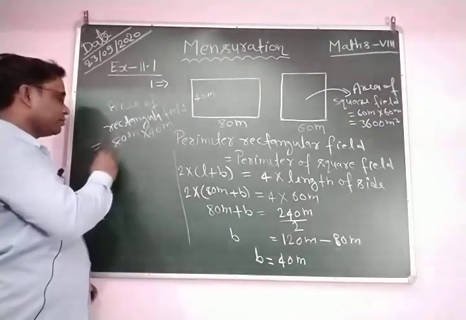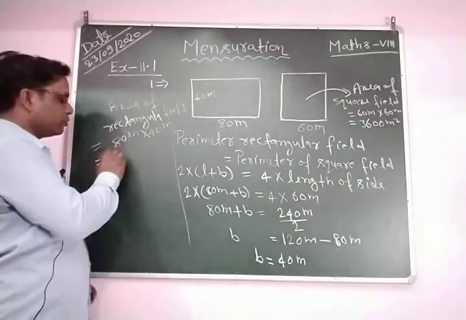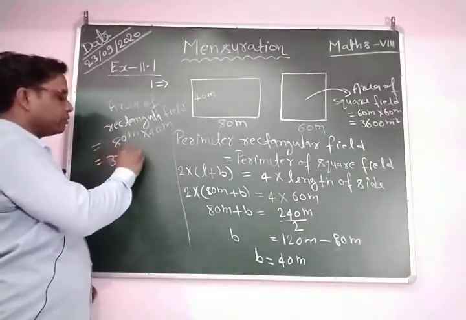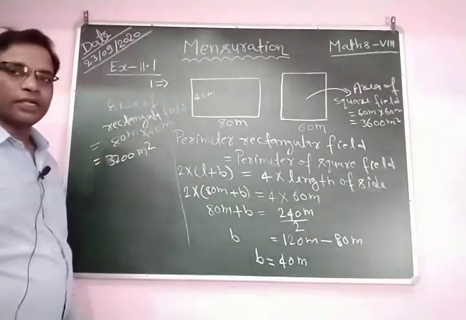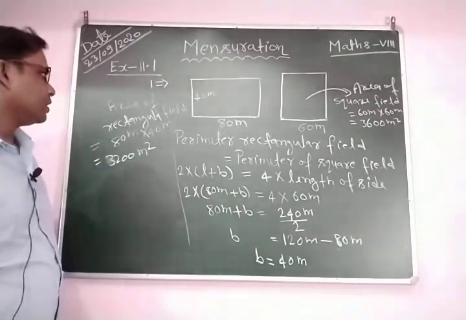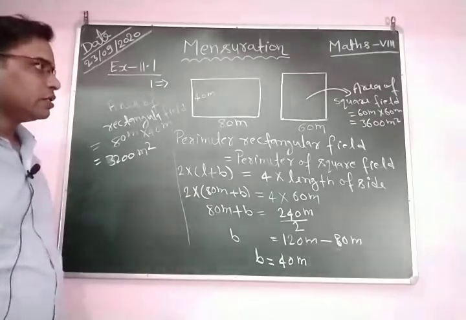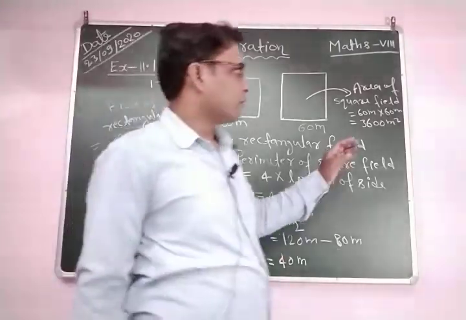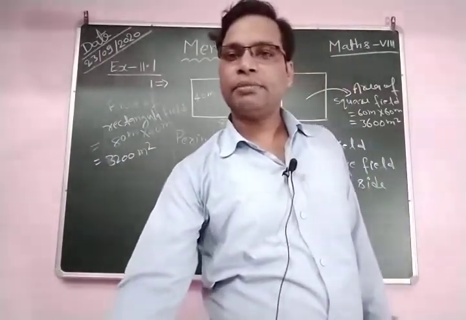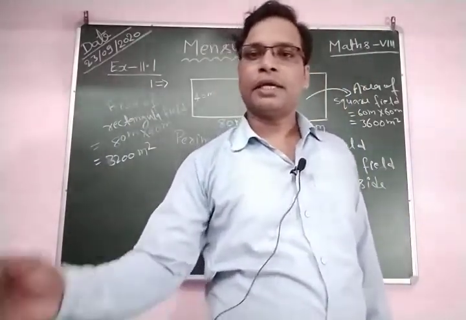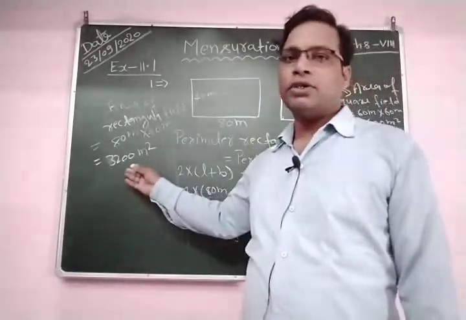So this is equal to 8 4 32, 32 meter. This becomes 3200 meter square. Okay. The area of the rectangular field is 3200 meter square. So you can see here the area of the square is 3600 meters, and the area of the rectangular field you find is 3200 meters.